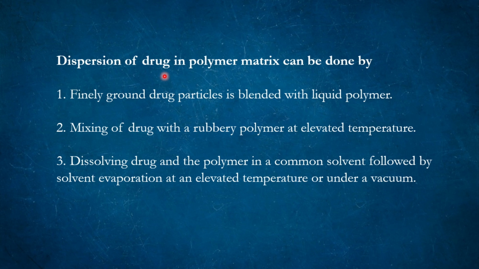The drug dispersion can be done in the following three ways. Finely ground drug particles are blended with liquid polymer. Mixing of the drug with rubbery polymer at elevated temperatures. Dissolving the drug and polymer in a common solvent, followed by evaporation at elevated temperature or under vacuum.